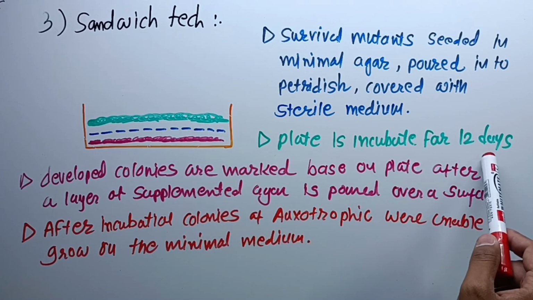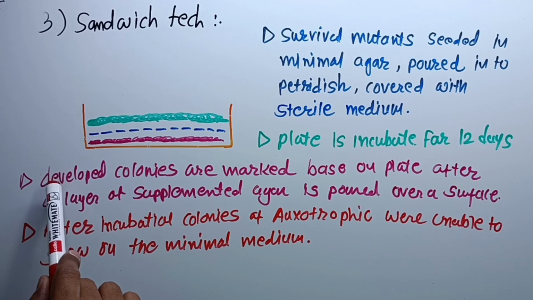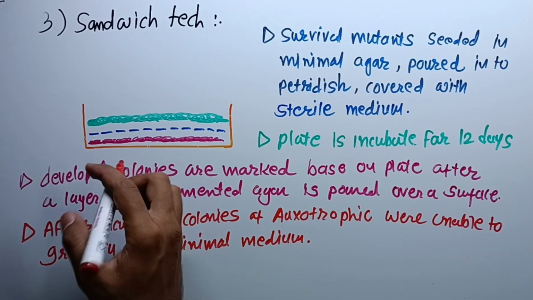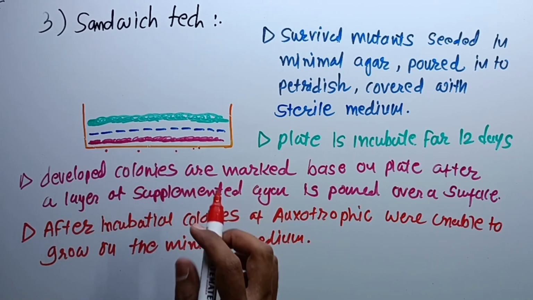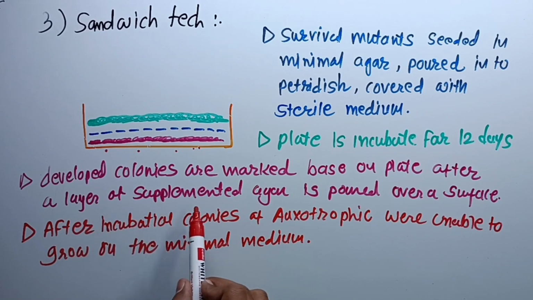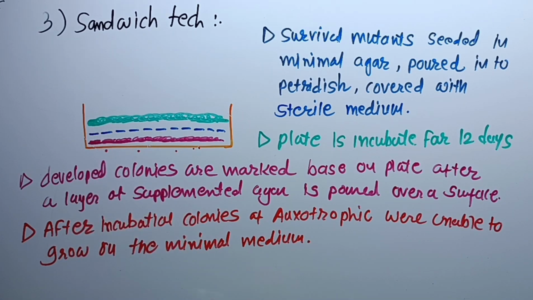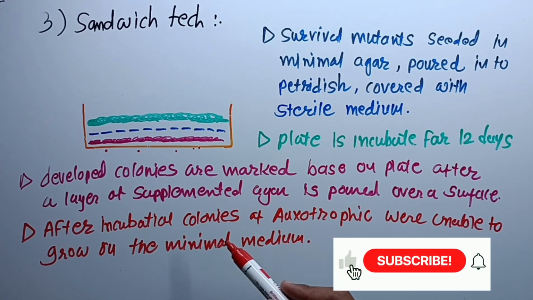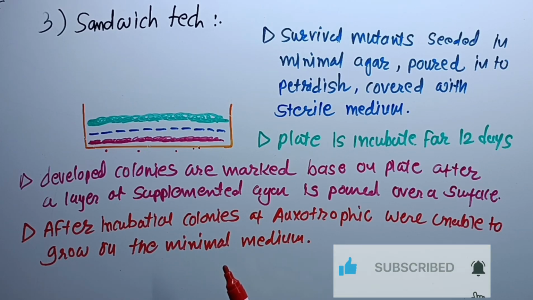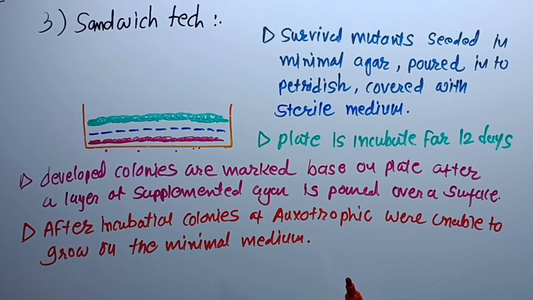After that the plate is incubated for 12 days. After 12 days, we observe the developed colonies and mark them down at the base or the top. After that, we apply a layer of supplemented agar on this surface. The same incubation is applied, and after incubation, colonies of auxotrophs were unable to grow on the medium, and this visual identification is used for auxotroph identification. The technique is simple. There is no instrumentation or laborious work. Only the plate and a medium are required. So this is the sandwich technique used for isolating auxotrophic organisms.